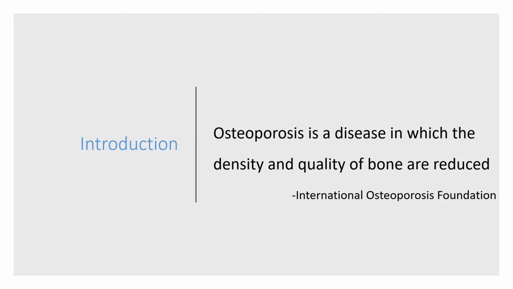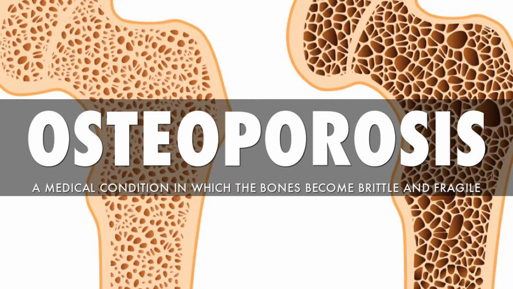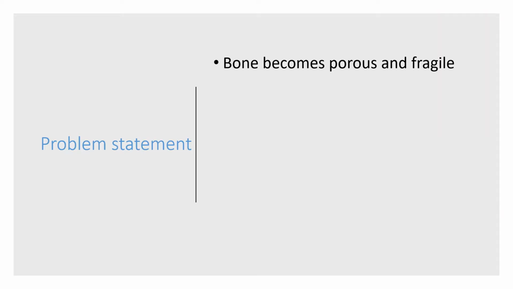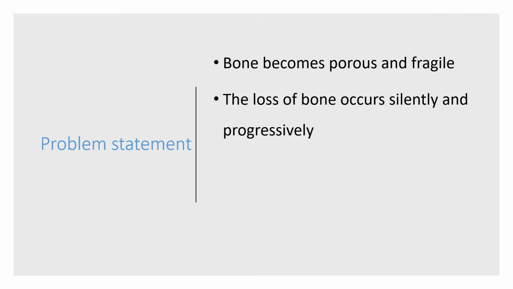International Osteoporosis Foundation or IOF defines osteoporosis as a metabolic disease in which the density and quality of bone are reduced. Or in other words, you can say that osteoporosis is a medical condition in which the bone becomes brittle and fragile. And since the bone becomes porous and fragile and the loss of bone occurs silently and progressively, therefore in most of the cases there are no warning signs of osteoporosis.